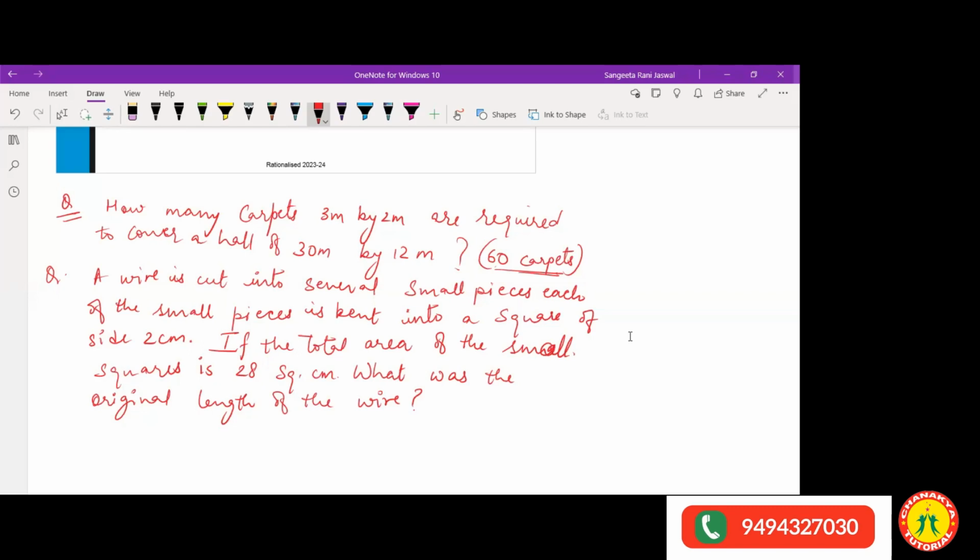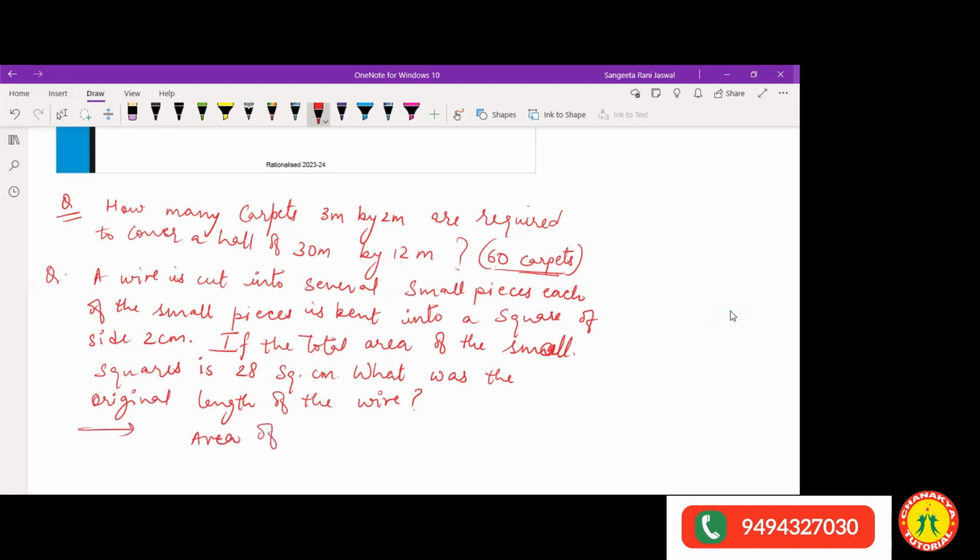Ma'am, I do not understand. Now understood? Yes, ma'am. First of all, see, the wire is cut into small pieces. Then each of the small pieces is bent into a square whose side is 2 centimeter. That means you will find the area of each small square.